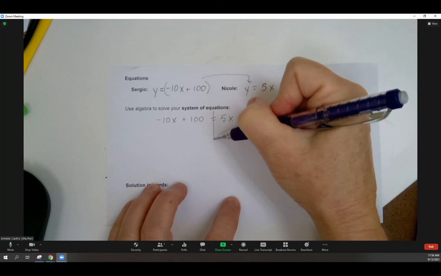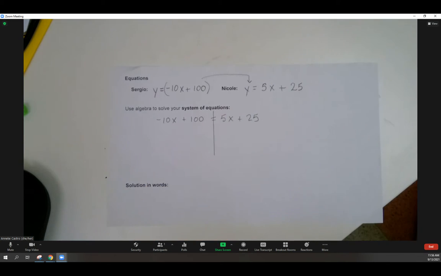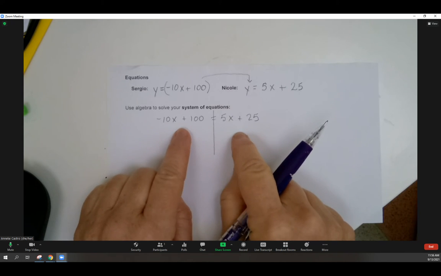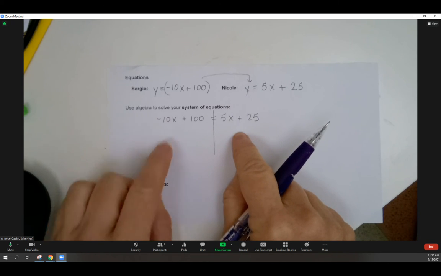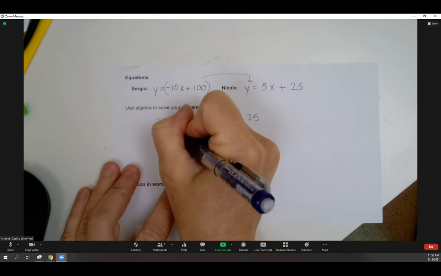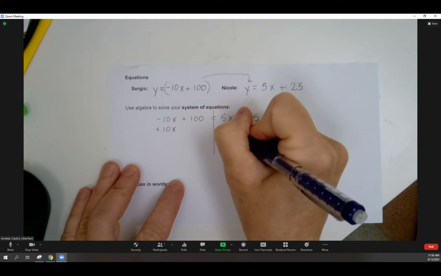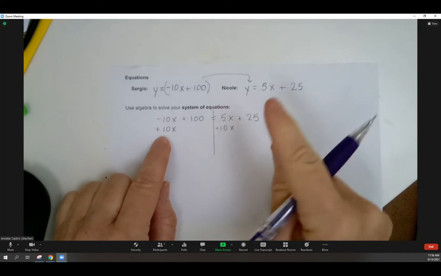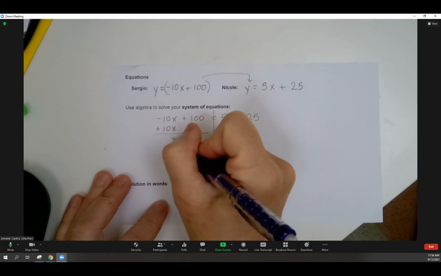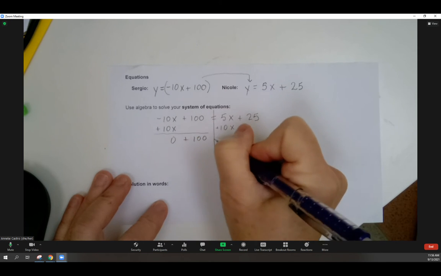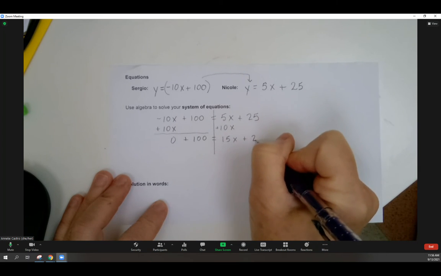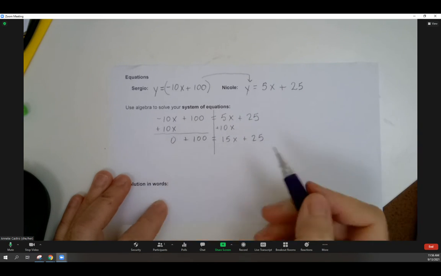So here's my equal sign. I like to put a line through it, because if I do something to one side of the equation, I have to do the same thing to the other side of the equation. I do not like negative numbers, so I want to get rid of that negative 10x. The opposite of a negative 10x is a plus 10x. So I'm going to add 10x to both sides of the equation. If I do something to one side, I have to do the same thing to the other. So negative 10x plus 10x is just 0, and I still have my 100. 5x plus 10x is 15x, and I still have my plus 25. 0 plus 100 is just 100.